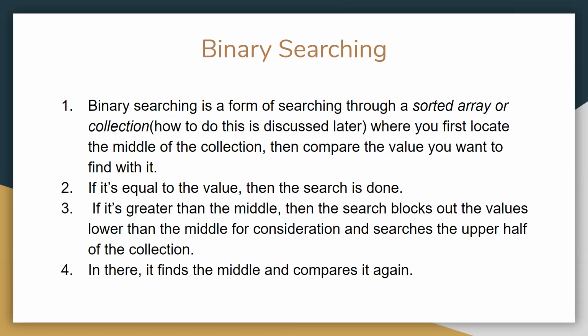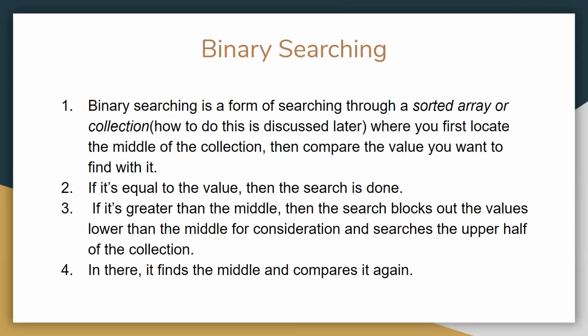So it's where you first locate the middle of a collection, then compare the value with what you want to find. If it's equal to the value, then the search is done. If the value is greater than the middle, then the search blocks out the values lower than the middle from consideration and searches only the upper half of the collection.